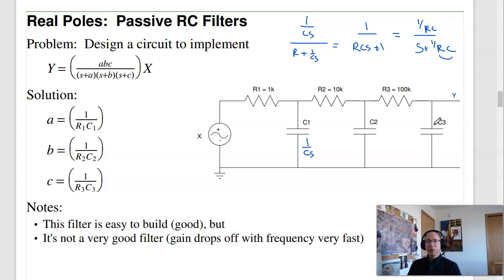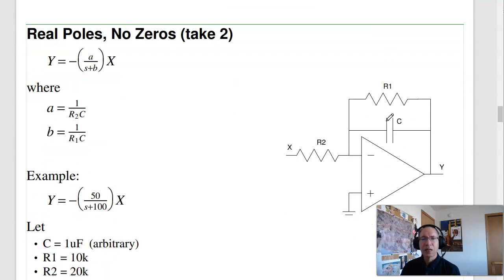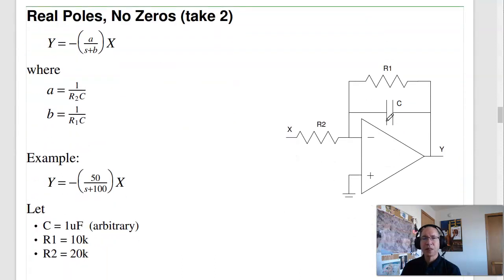The nice thing about RC filters is they're easy to build, easy to implement, all good, but they're not very good filters. Second version is I can do that with an op-amp. This allows you to have a gain that's bigger than 1 or less than 1. Here I've got 2 constraints, 3 degrees of freedom. I know it's a first order filter because I have 1 capacitor. The number of capacitors tells you the order of the filter pretty much.